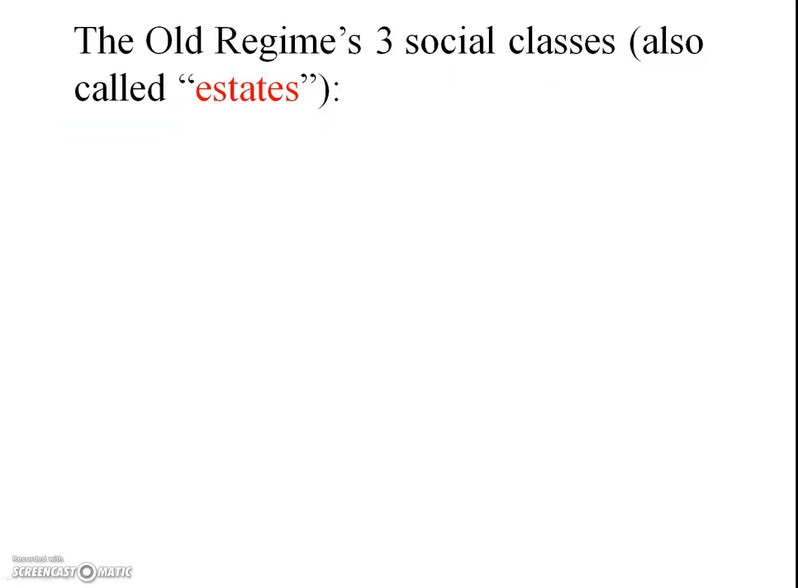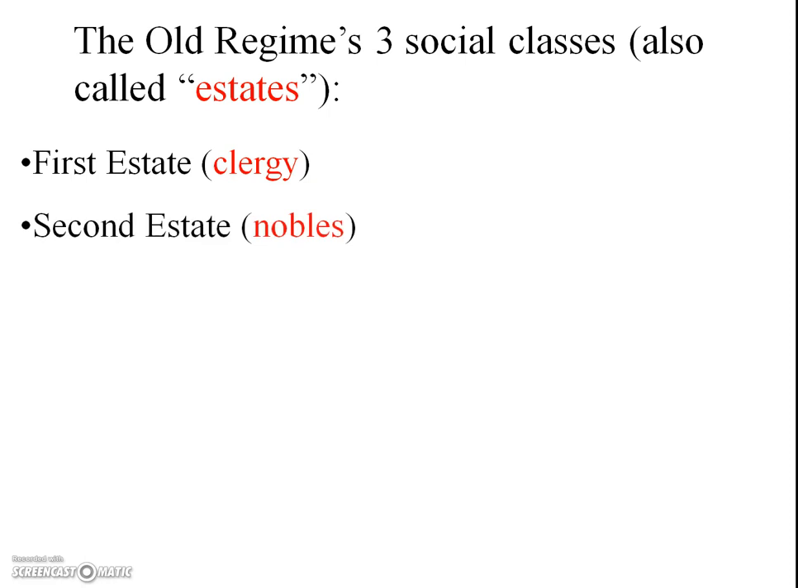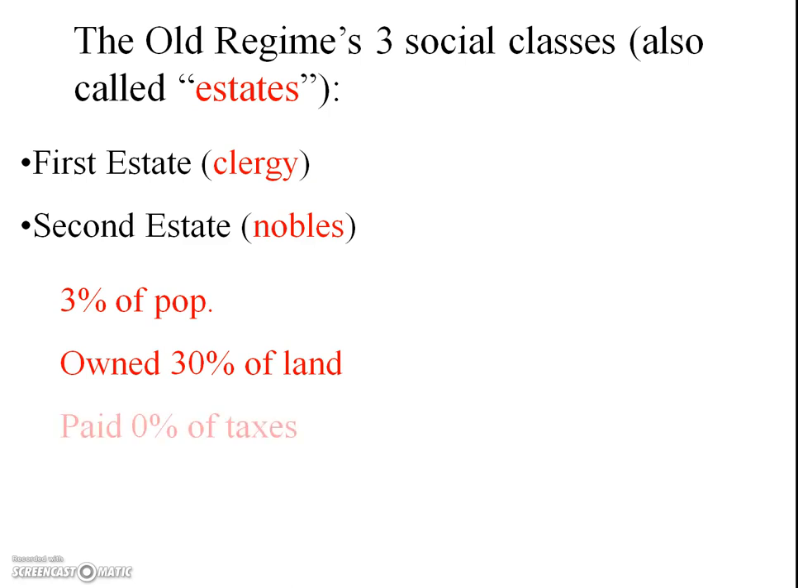The old regime was split up into 3 social classes, also referred to as the 3 estates. They had some very clever names for these things. For example, there was the first estate, which was made up of clergy, church officials, priests, bishops, and such. The second estate was made up of the nobility, many of whom were the courtiers that we read about in the opening segment on Louis XIV. Combined, the first and second estates made up 3% of France's population. And they owned or controlled 30% of the land, which was the primary means of wealth during the old regime. However, they paid 0% of the taxes.